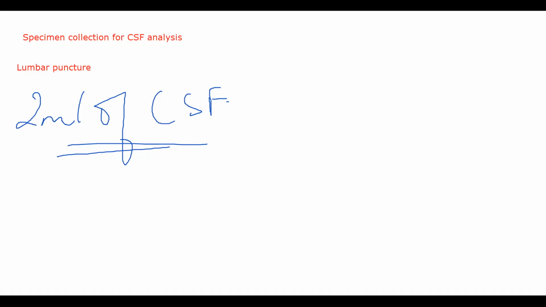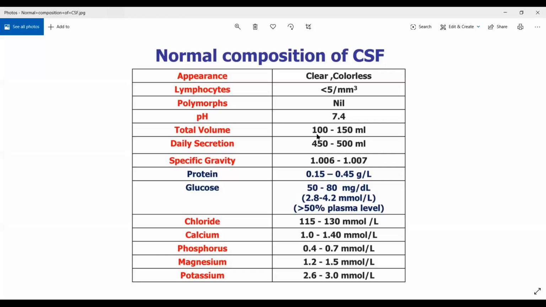Now, as such, the normal parameters that you see in CSF, the normal composition of CSF, it should be clear and colorless. Okay, you will have almost around 600 to 700 ml of CSF being produced in a day. Okay, in a total day, 600 to 700 ml will be produced, and you are only withdrawing around 2 to 4 ml. Okay, not a lot of CSF is withdrawn. Totally you will have around 120 to 150 ml in adults. 120 150, almost a little bit.